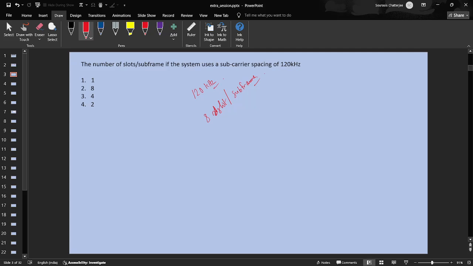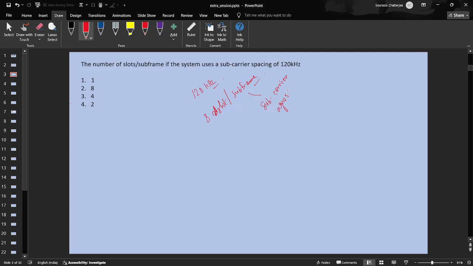120 kilohertz and 15 kilohertz. What is the difference in subframe duration? 15 is 1 millisecond, and this one would be... the subframe duration will be the same only, no? Slot duration will vary. The subframe duration will be the same only. One subframe will be 1 ms. So within 1 ms, the slot duration will vary.